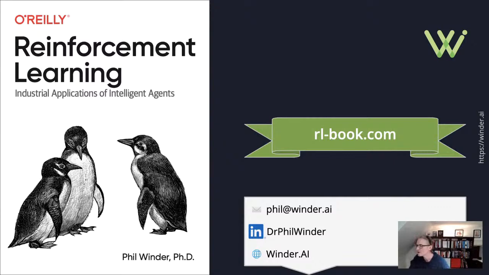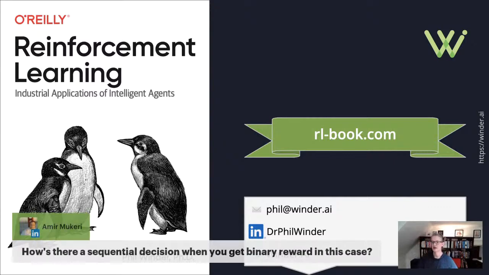So we've got one, so that's great. Thank you very much. I'm going to see if I can answer this question. How is there a sequential decision when you get a binary reward in this case? Okay, so I assume that you are referring to the cybersecurity example, the WAF example. Yes, you're right. It is binary in the sense that we made it through the WAF or we did not.